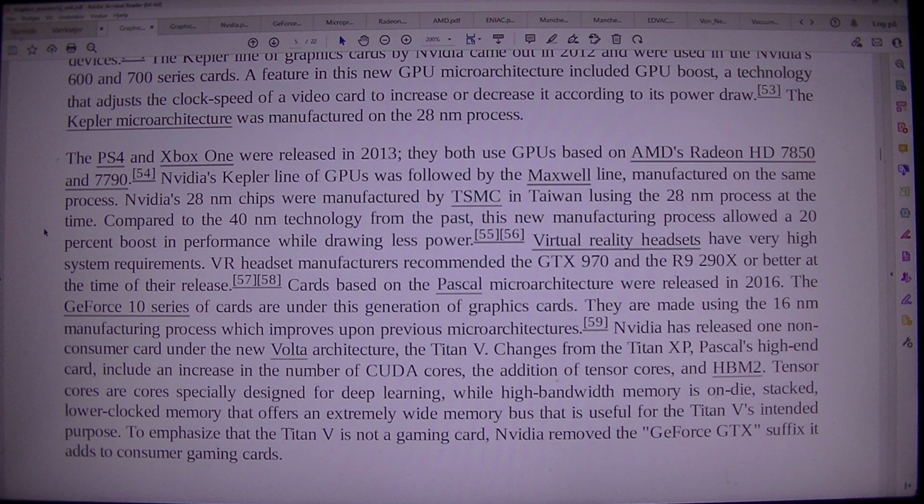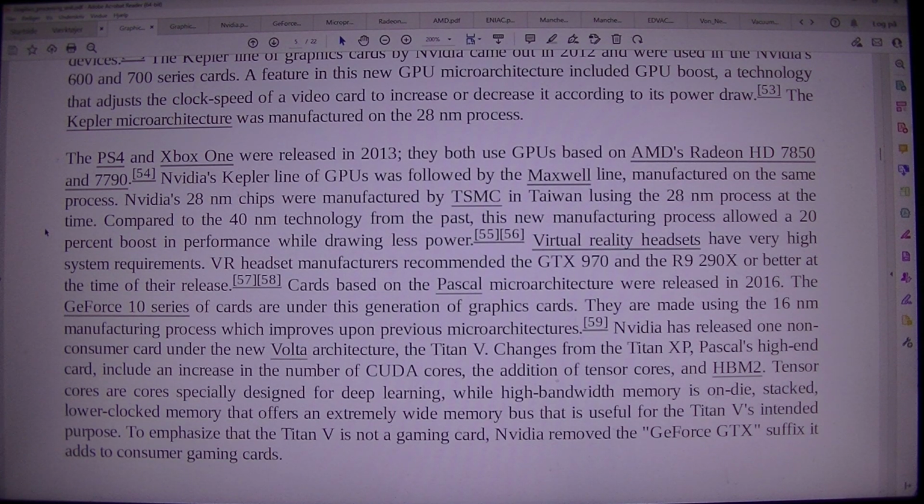VR headset manufacturers recommended the GTX 970 and the R9 290X or better at the time of their release. 57. 58. Cards based on the Pascal microarchitecture were released in 2016. The GeForce 10 series of cards are under this generation of graphics cards. They are made using the 16nm manufacturing process, which improves upon previous microarchitectures.